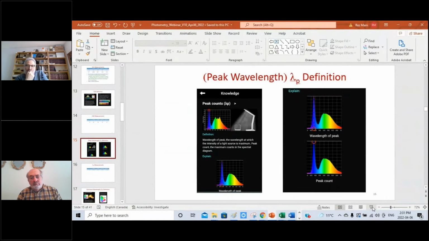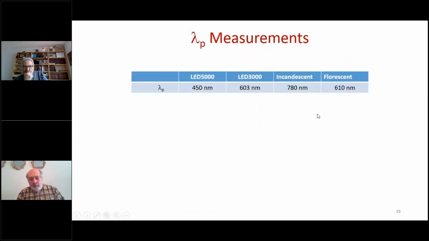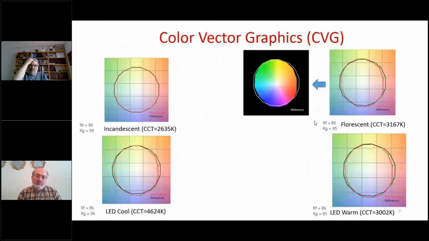So each spectra has a wavelength that has its highest intensity. That is the peak wavelength. And we want to know what the peak wavelength is for each spectra. So you can see we got 450 for 5000, 603 for 3000, 780 for incandescent, and fluorescent 610. And this is quite consistent with the spectra that we measured.